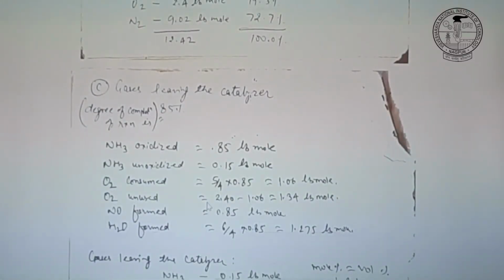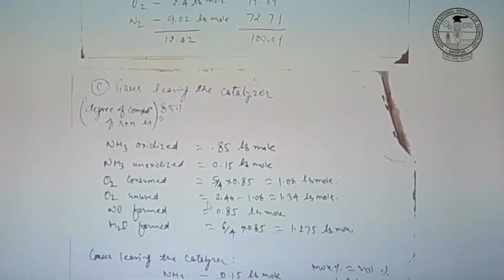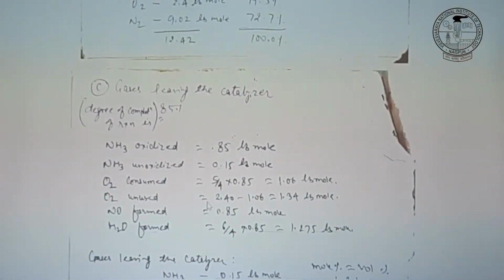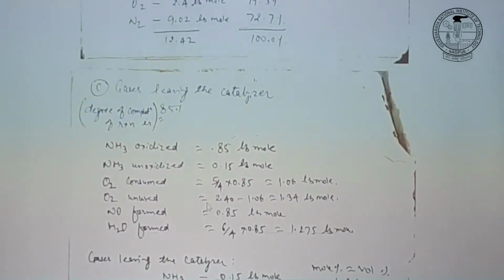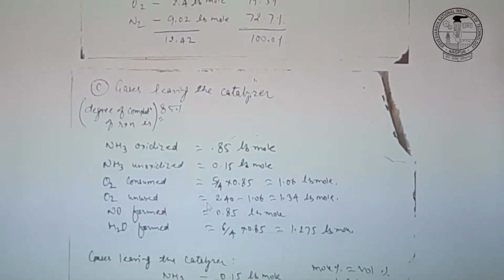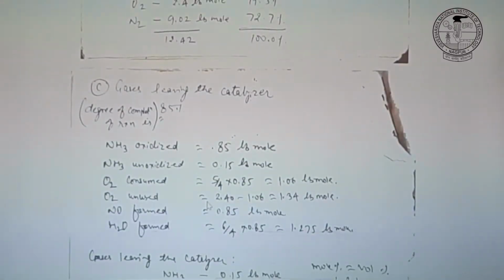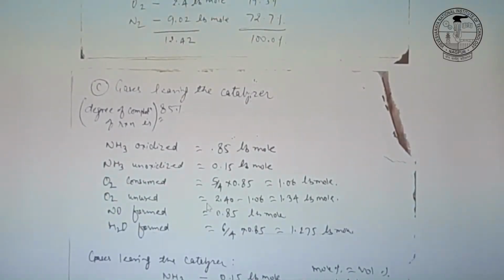So you write down, at the outlet or exhaust of the catalyzer, what will be there: 0.15 lb mole of ammonia, then 1.34 lb mole of unused oxygen, and nitrogen will be as it is. Along with air, there was nitrogen, 9.02 lb mole, so it will be as it is. Again, the reaction occurred and it gave us NO.